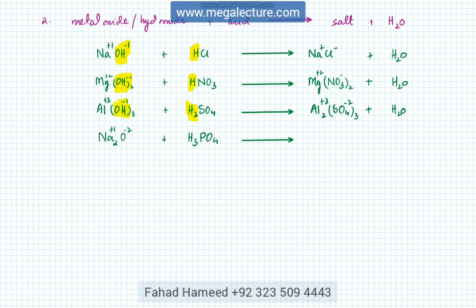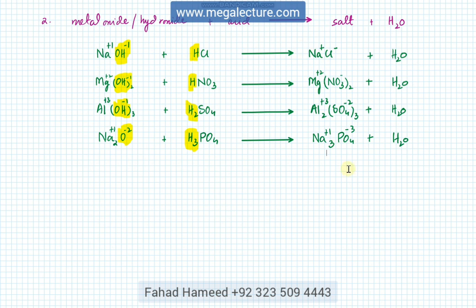And again, what's going to happen is that the oxide now reacts with the H plus 1 that's coming from the acid. They're going to react together and water is going to be formed. So a water molecule gets produced. And what's left is your salt. So what's left is you've got Na, which is plus 1, and PO4, which is minus 3. So if I do crisscross, it's going to be Na3PO4.